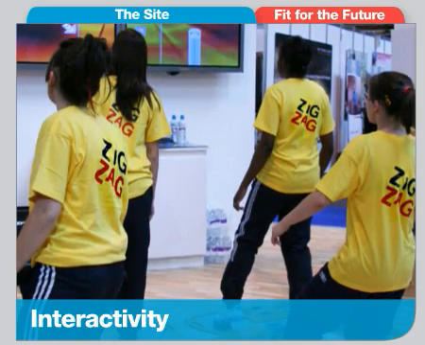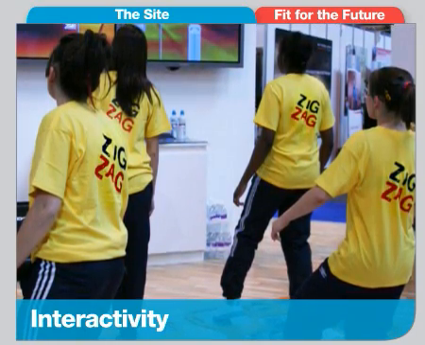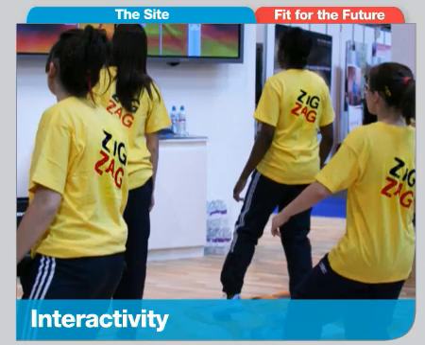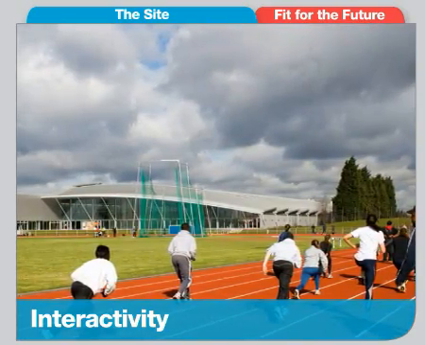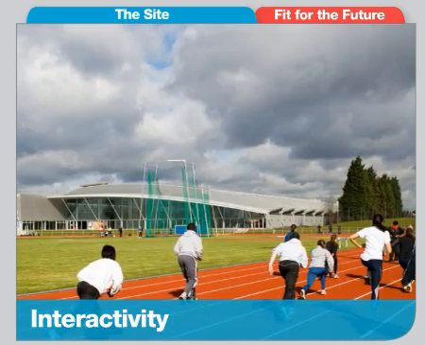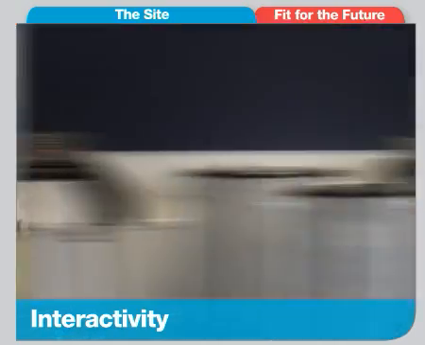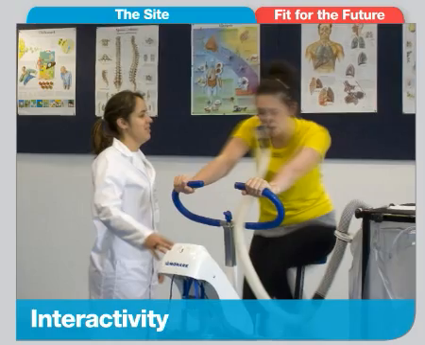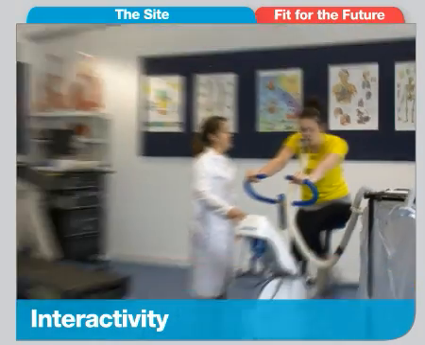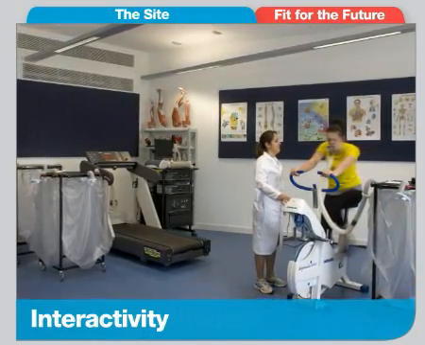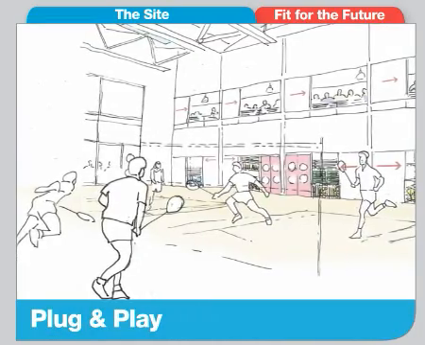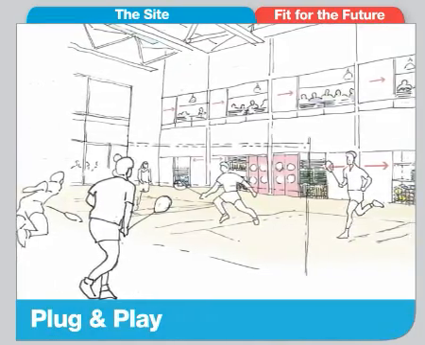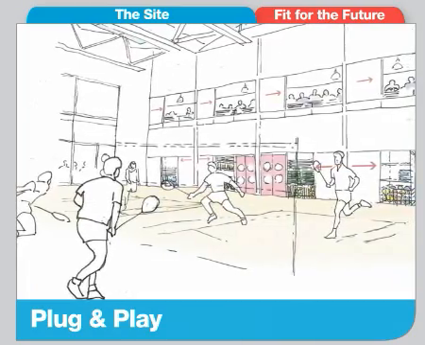Interactivity. Technology can be used to harness data, analyse the impact of exercise for cross-curricular use, and be applied to the study of sports science in schools. Today's pupils are digital natives. We can tap into their natural use and interest in technology, and technology can also be used to make exercise fun. Plug and play. Effective storage is an important requirement of making sports spaces flexible.